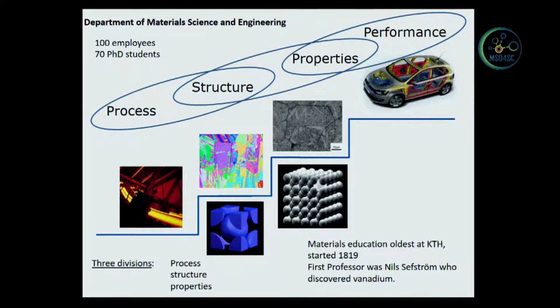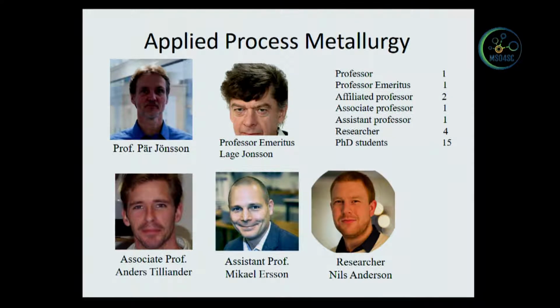The research in our department covers process, material structure, and material properties. Our group, Applied Process Metallurgy, belongs to the division of process. The group leader is Professor Peiyuan, and in our group we have one professor, one emeritus professor, two affiliated professors, one associate professor, one assistant professor, 4 researchers, and 15 PhD students. So these 5 senior researchers carry out the CFD study during process metallurgy.